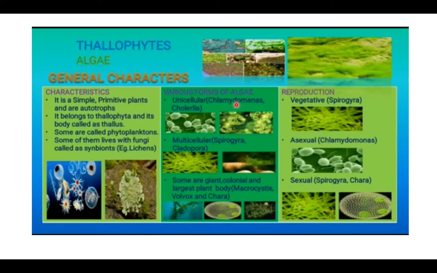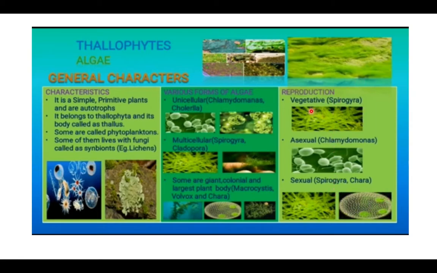Example for unicellular: Chlamydomonas, Chlorella. Example for multicellular: Spirogyra and Cladophora. Example for the giant or colonial and largest plant body: Macrocystis, Volvox, and then Chara. So these are the various forms of algae. Some are very minute in nature, so they are called unicellular, single-celled organisms. Example, Chlamydomonas, Chlorella. And how do they reproduce?